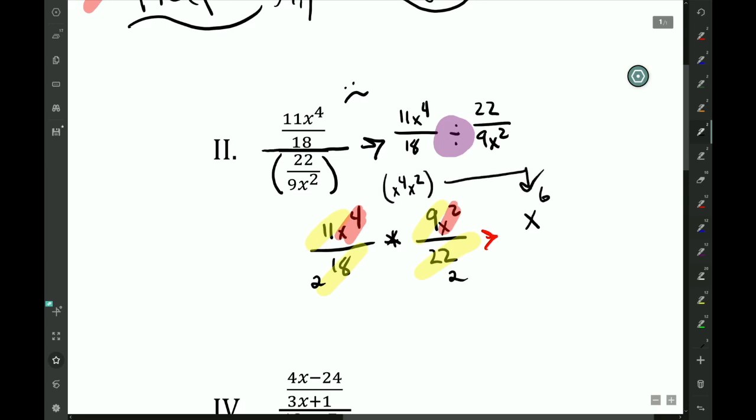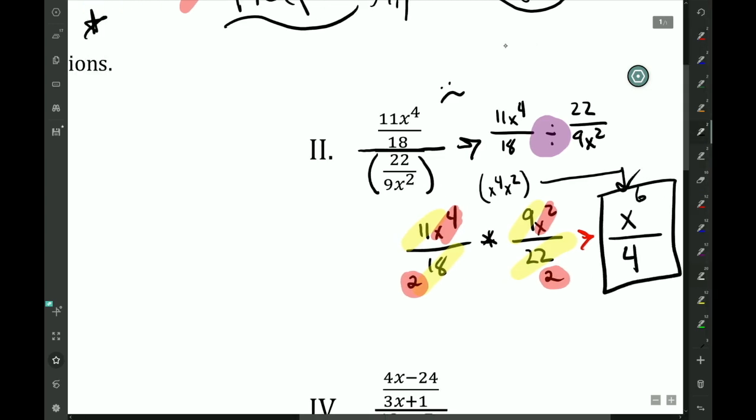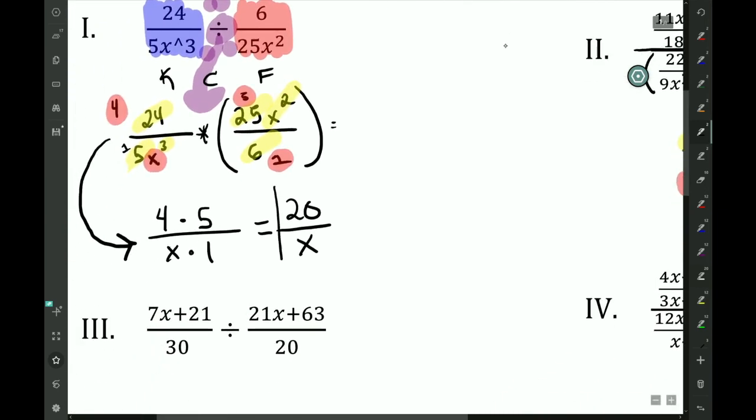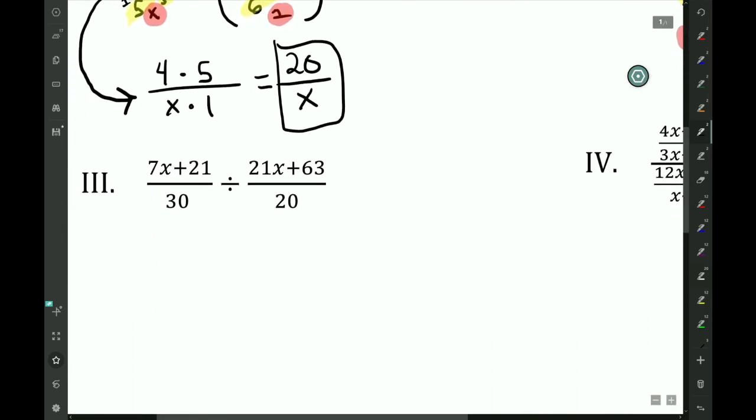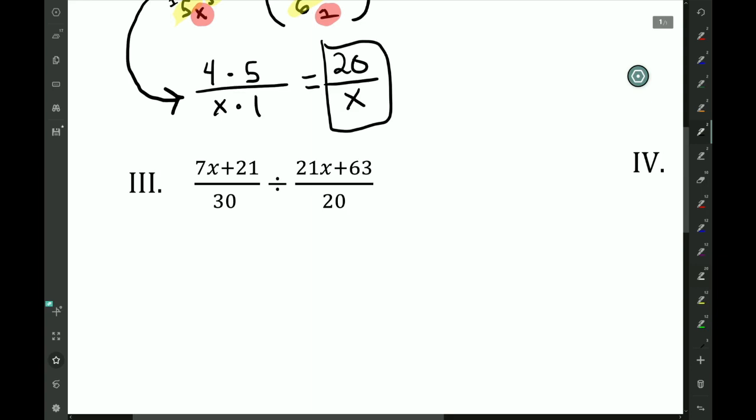Now down below, I had a 2 left, and another 2. 2 times 2 is four. Done. That's it. Keep, flip, change. Another idea here, but we are getting a little more involved. Here's where all factoring comes into play.